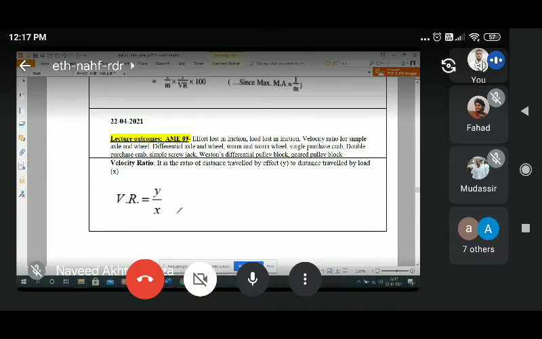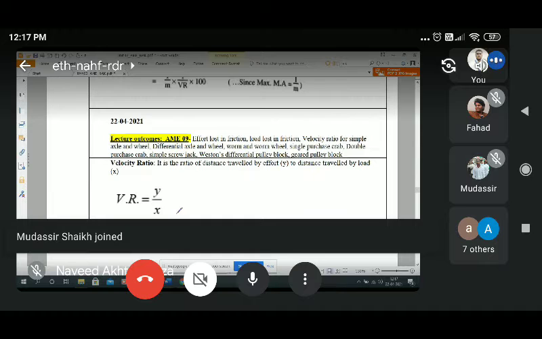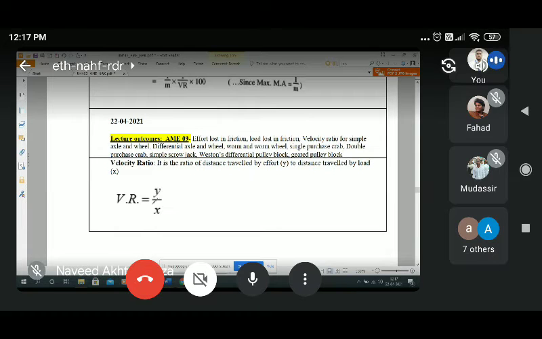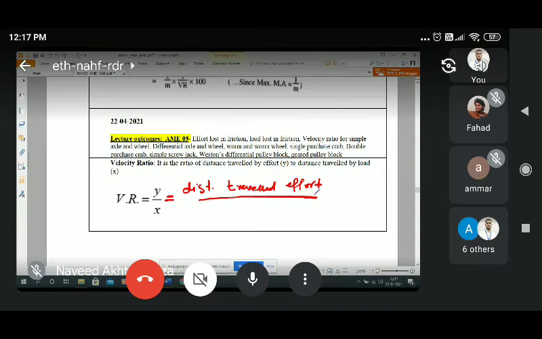So first we should know what the velocity ratio is. What is the velocity ratio? It is the ratio of distance traveled by the effort to the distance traveled by the load.